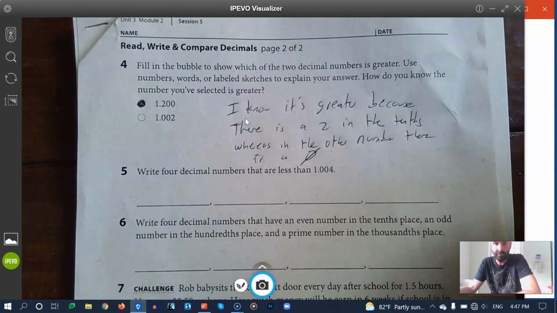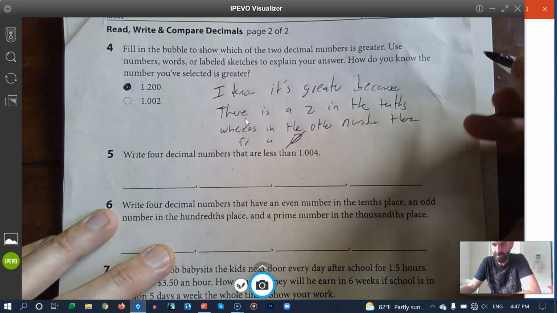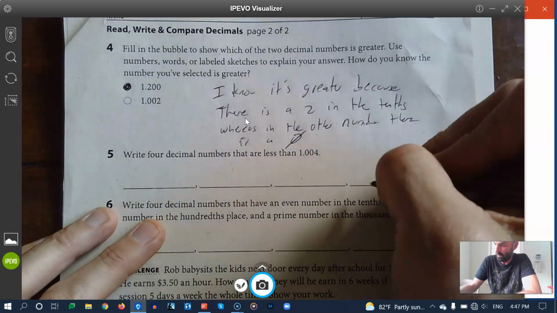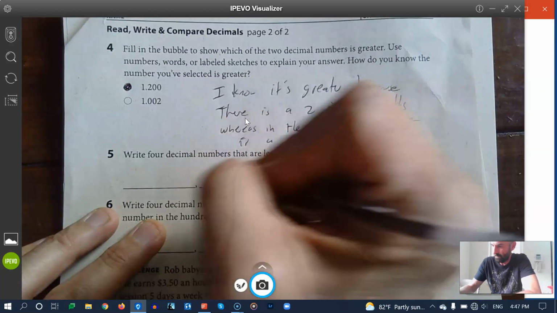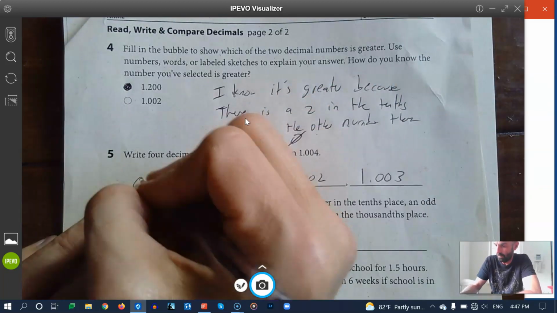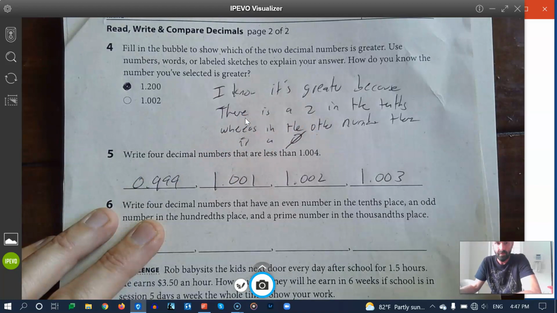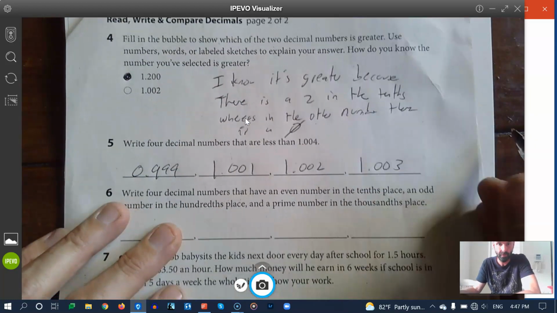All right. Write 4 decimal numbers that are less than 1. Well, I would go 1 3/1000ths, 1 2/1000ths, 1 1/1000ths, and if I wanted to keep it as a decimal, 999 thousandths. You could have done a bunch, so they all had to be less, okay?